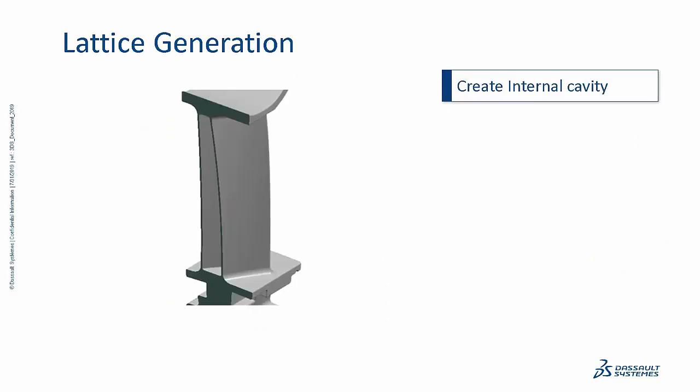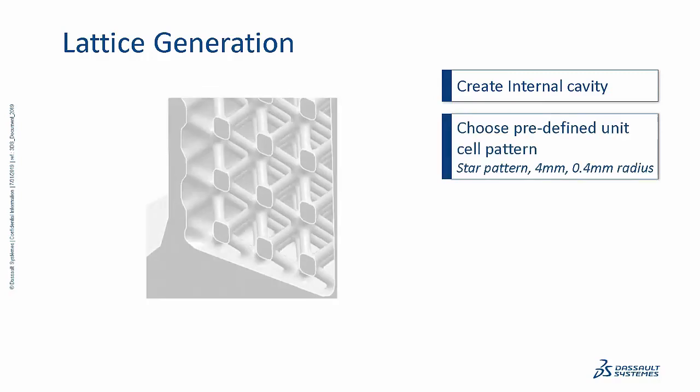So the first component is lattice generation. As I mentioned before, we're only doing it for the blade section of the turbine blade. So we're creating an internal cavity for the blade section, and this is a cross section of how it looks on the inside. As you can see, there's a cavity. Then a predefined unit cell pattern was chosen. In this case, a star pattern was chosen with a beam length of 4 millimeters and a radius of 400 microns.